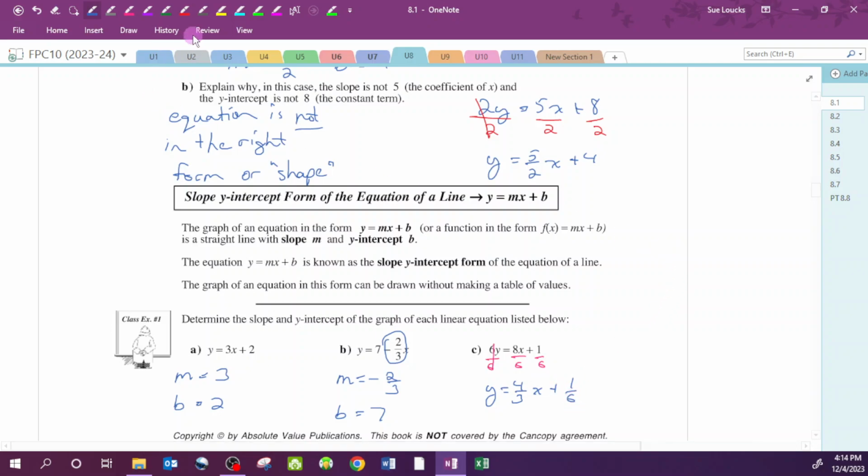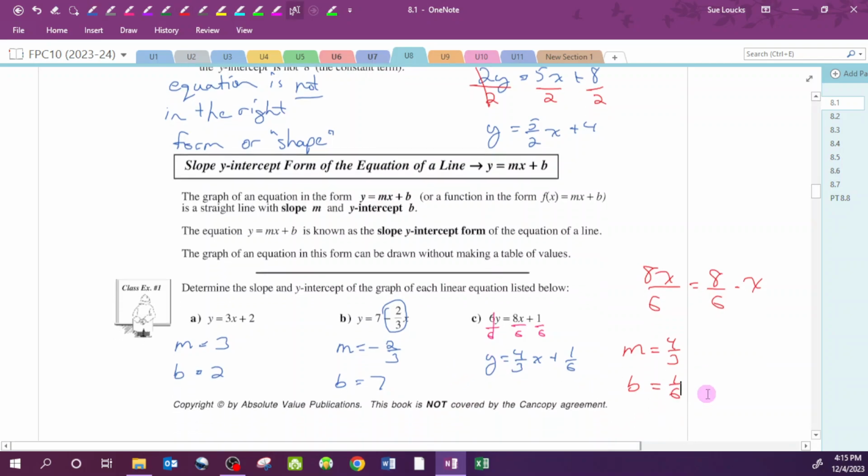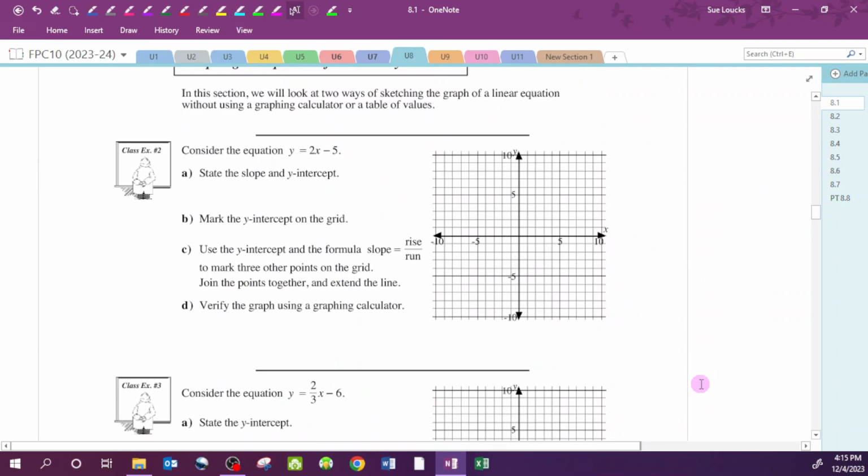One other thing I guess I should mention is that if I have 8x over 6, that is the same as 8 over 6 times x, right? Those are equivalent forms, and you need to be really comfortable floating back and forth between them, okay? Anyway, back to example C, our slope is 4 over 3, and our y-intercept is 1 over 6. Okay? So if you can pull those out of the equation, then it's pretty easy to graph them, okay?